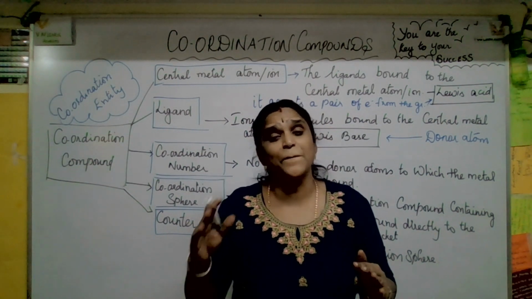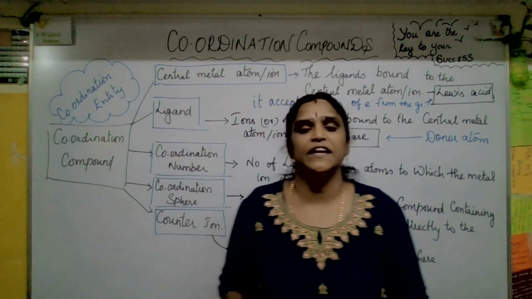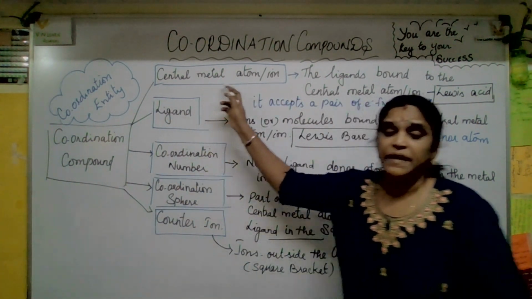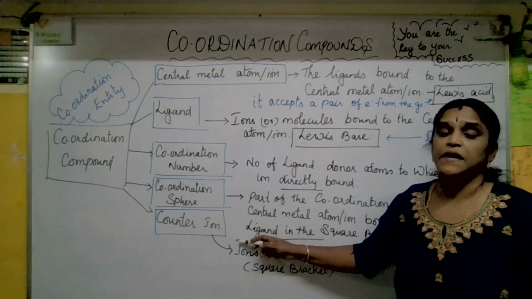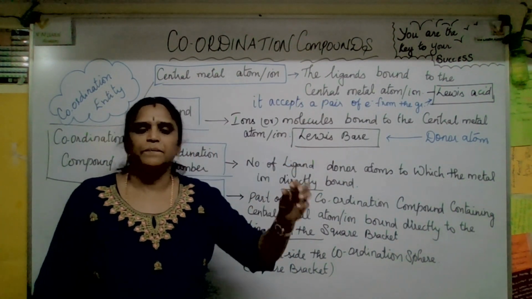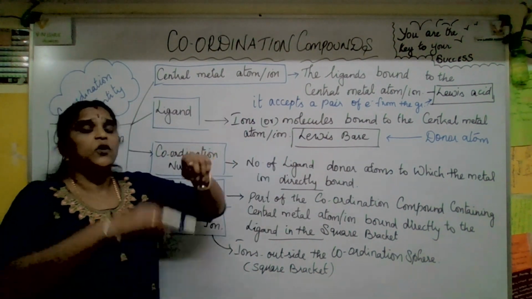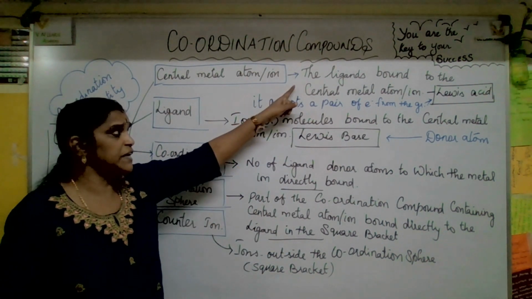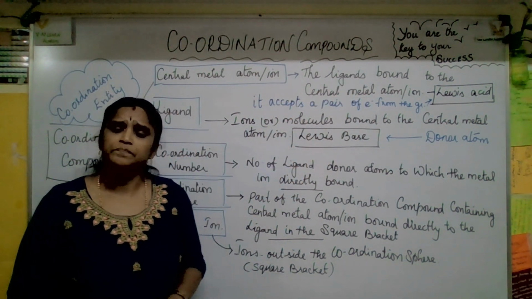Now we are going to see a complete idea about coordination compound. A coordination compound consists of a coordination entity. So what is present in that coordination entity? Central metal atom or ion, ligand, coordination number, coordination sphere, and counter ion. The central metal ion, as the word says, is the atom or ion present in the center. The ligands are surrounded by the central metal atom or ion. The ligands are bound to the central metal atom or ion.